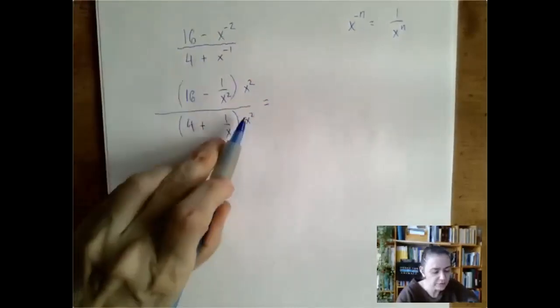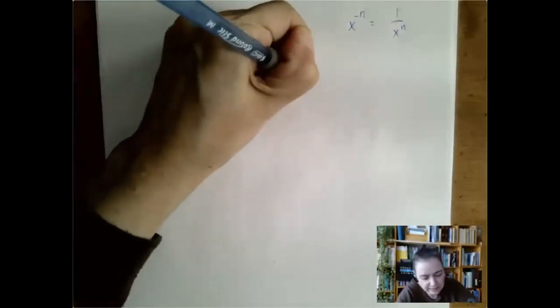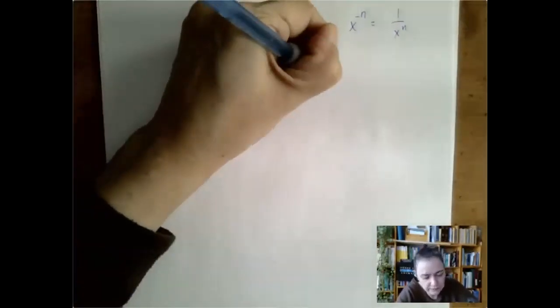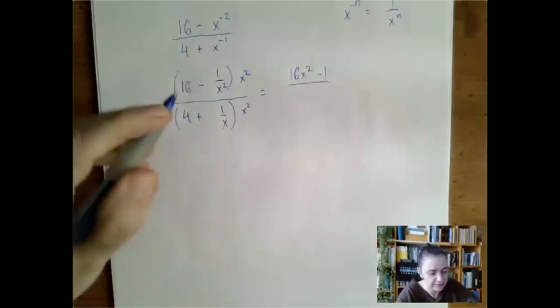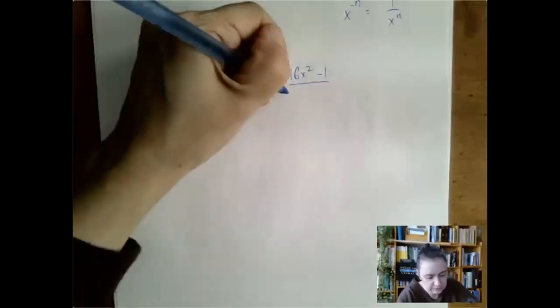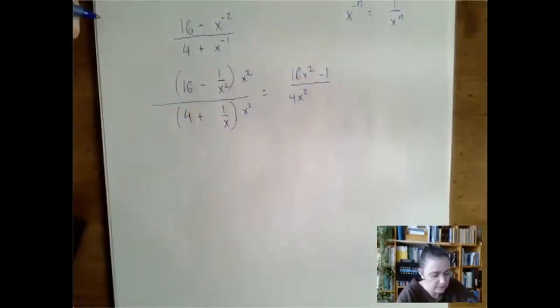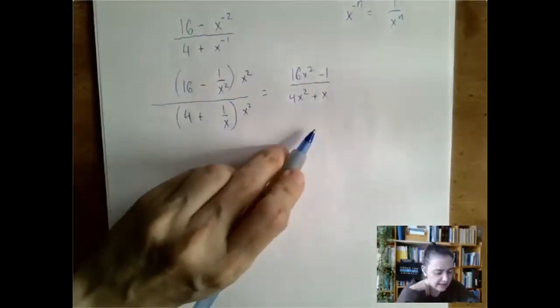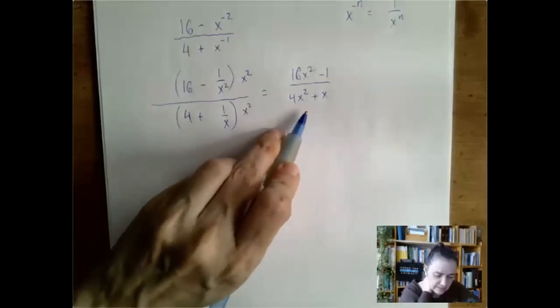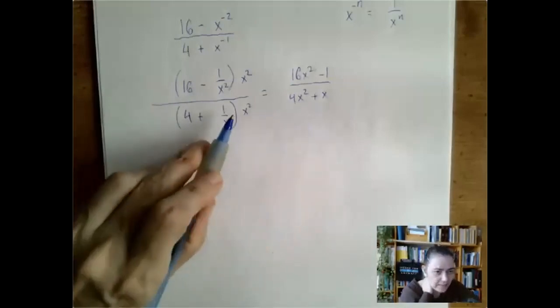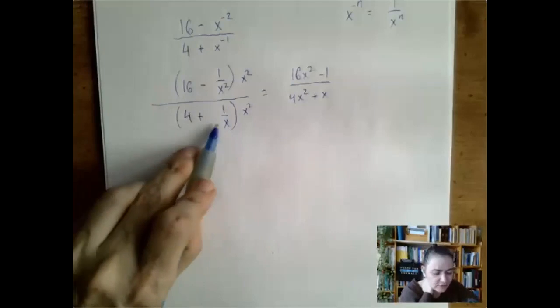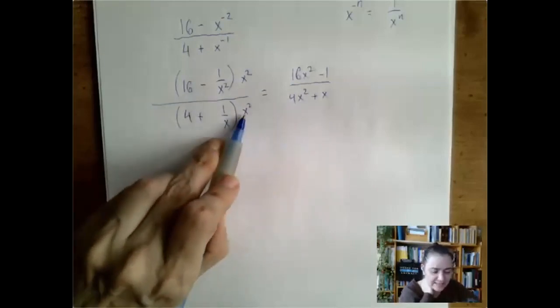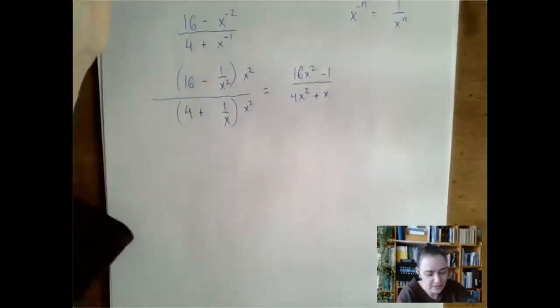And when we distribute, we're going to get 16x squared minus 1 divided by 4x squared plus x, right? x squared over x is just x. And you would think, wait a minute, there is so much x here. Yeah, we only needed 1 x to clear stuff. So the second x that came in x squared was sort of extra.